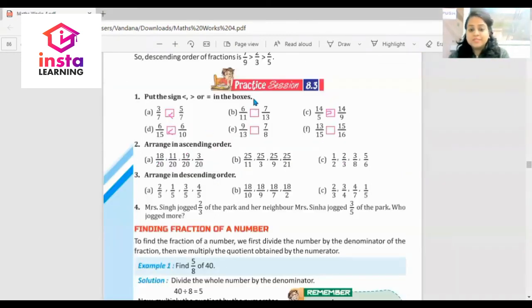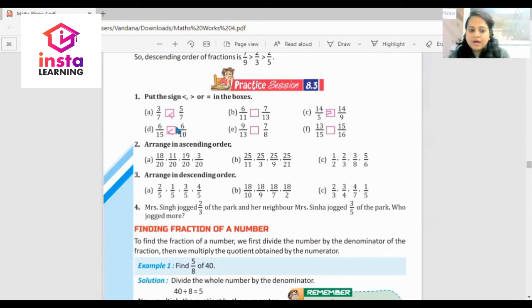Now students, it's your exercise 8.3. So put the sign of greater than, less than or equal to. You have to put the sign according to the numbers. You should notice whether the number is greater than or smaller than. Okay. So 3 upon 7 and 5 upon 7. It means denominators are same. So you have to check numbers 3 and 5. Which is the greater one? 5 is the greater one. So put the sign here.